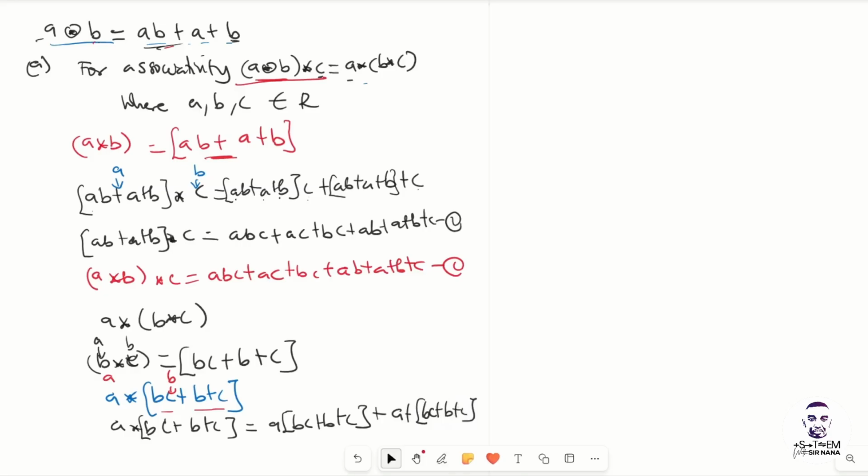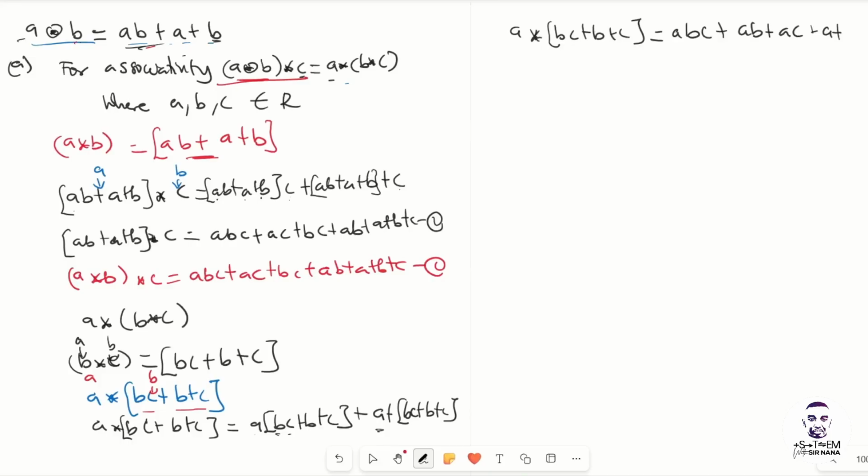So we would want to expand this, so it means that we will have A multiplied by BC plus B plus C, which will be equal to ABC, right? So we are going to multiply A by B and C, so ABC plus AB plus AC, right? And then we will have our A, which is here, and then we will have our BC, right? Then we will have our B plus C, right? So we can call this equation 2.